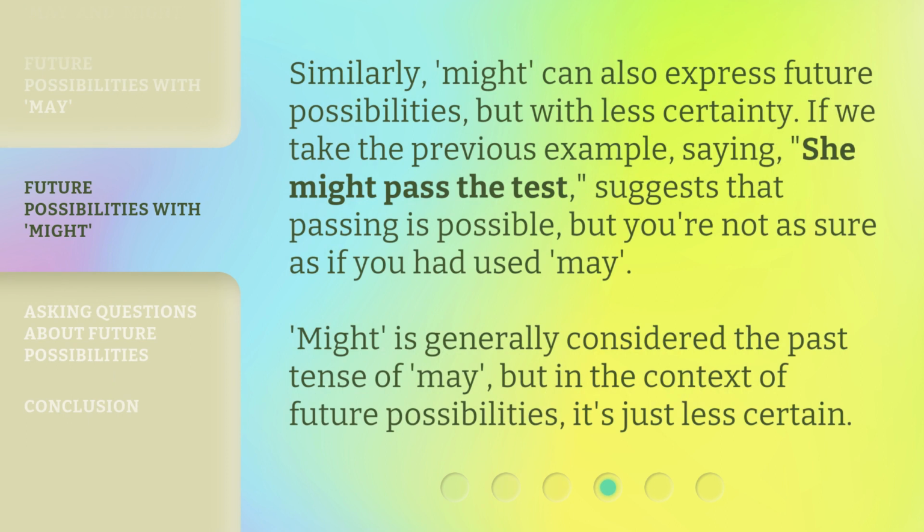Similarly, might can also express future possibilities, but with less certainty. If we take the previous example, saying, "She might pass the test," suggests that passing is possible, but you're not as sure as if you had used may. Might is generally considered the past tense of may, but in the context of future possibilities, it's just less certain.